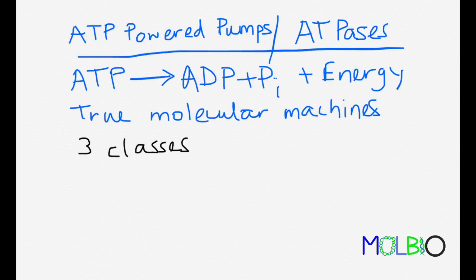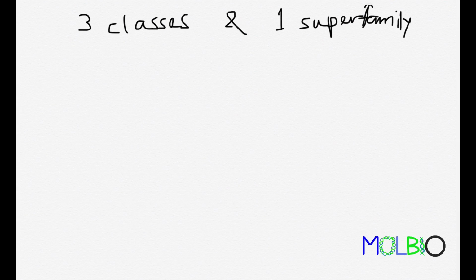So there are three classes of pumps and one superfamily, which can also be considered as the fourth class of pumps. Now I'll look briefly at each of them. In this video I'll be talking about the first of the classes, which is the P-type pump or P-class pump. Here the P stands for phosphorylation, which will come in some time soon.